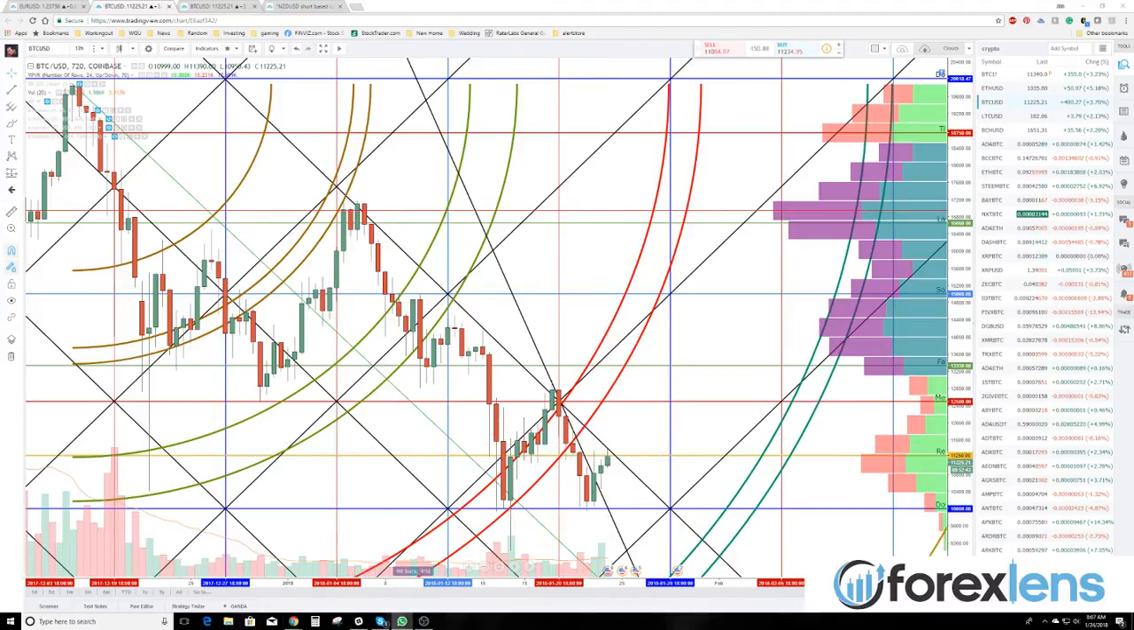entering into long at 11,600 or on a deep move down to the 7,000 area.